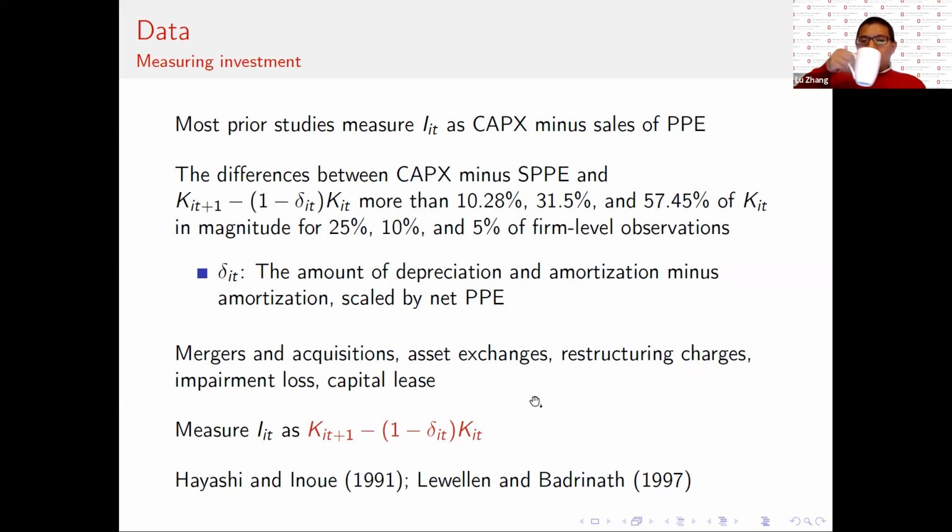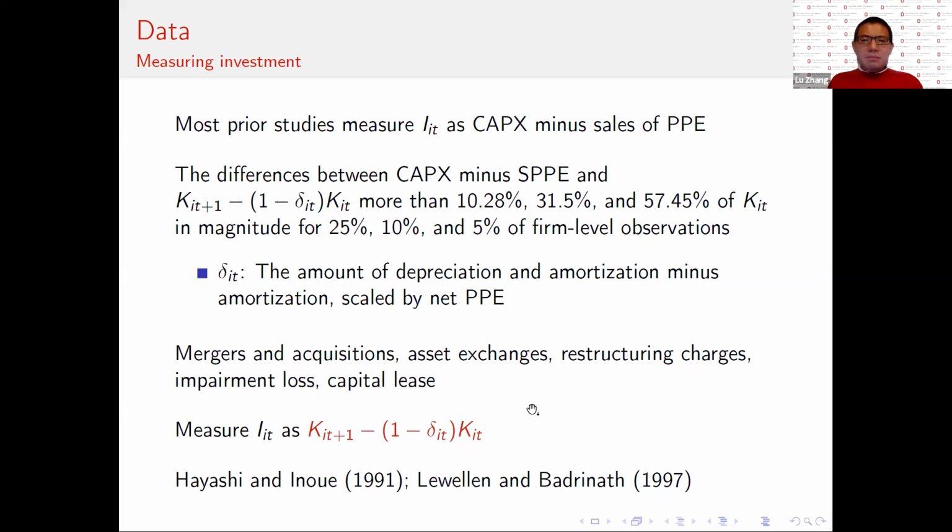So with all these considerations, we just went ahead and measure investment backed out from balance sheet PPE and T net of accounting depreciation. Bottom line is that investment is change in PPE and T plus the accounting depreciation of PPE and T.